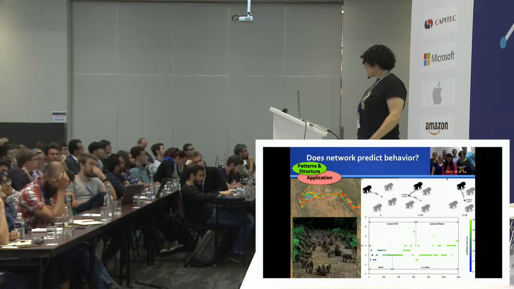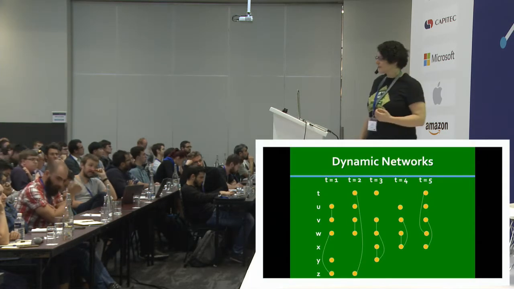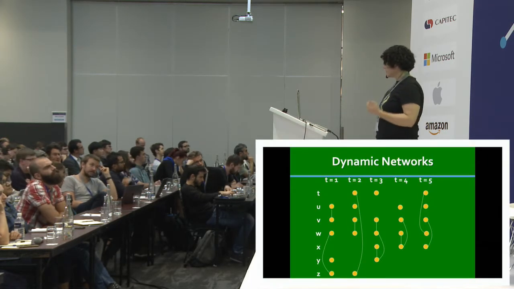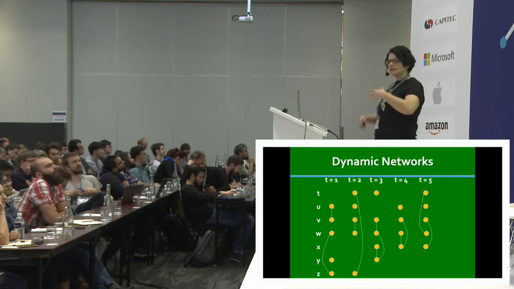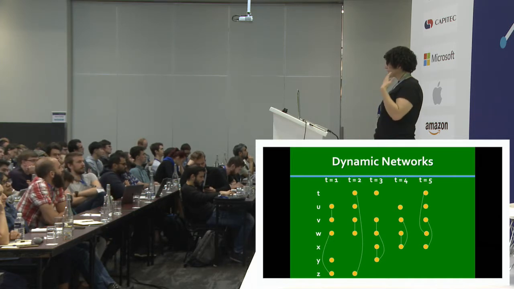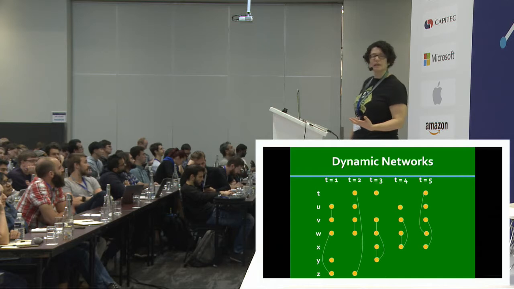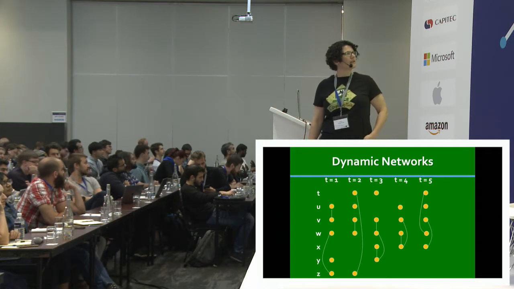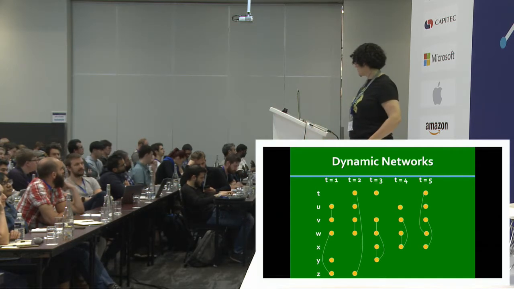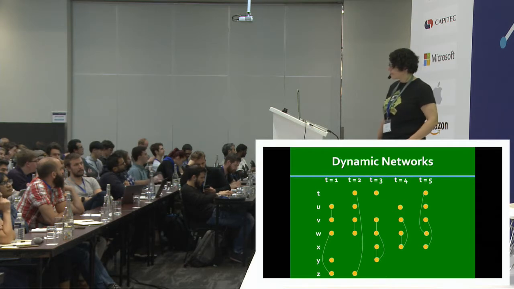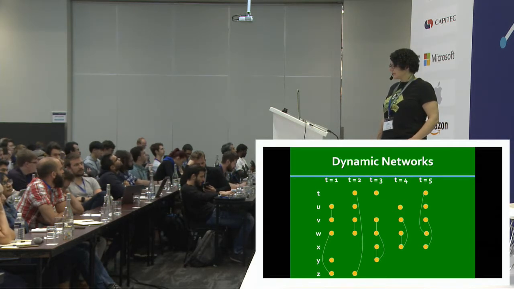Okay. So, dynamic networks. We decided on this representation. Let's start doing things with dynamic networks. One of the things that people like doing is look at important nodes and pathways in dynamic networks. So we need to define what a pathway is in a dynamic network.